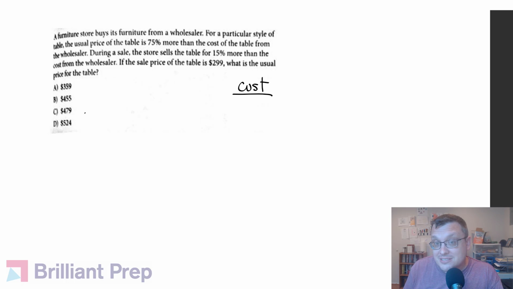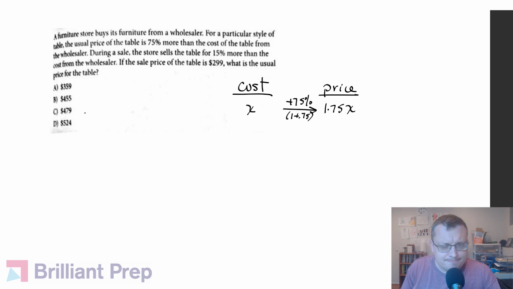We know the usual price is 75% more than the cost. So whatever the cost is, which I'll call X, I don't quite know that yet, I'm going to increase it by 75%. And that will get me the price. Because when I increase X by 75%, that is the same thing as multiplying it by 1 plus 0.75. 1 plus 75% as a decimal increases it by 75%. So we actually know that's 1.75X.